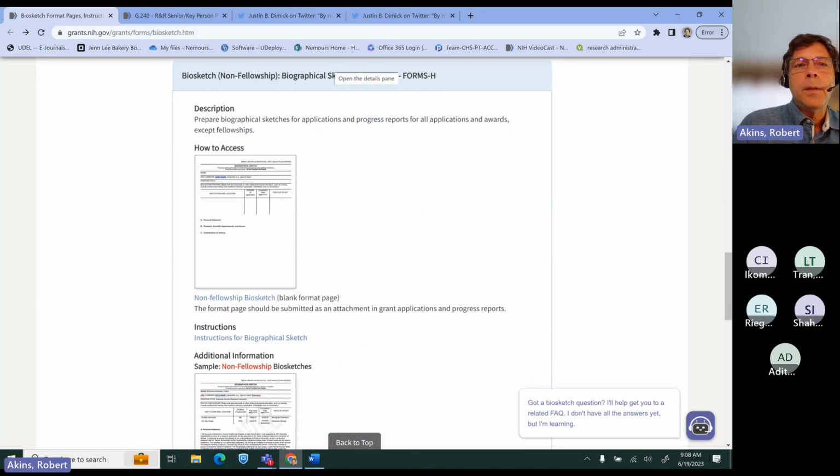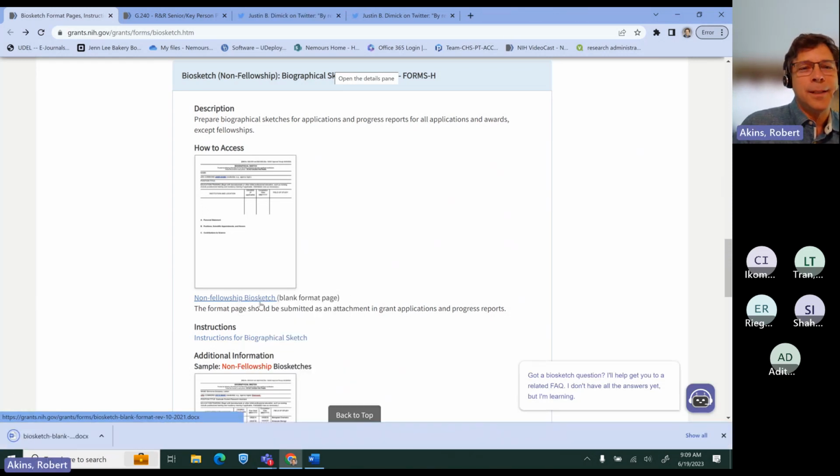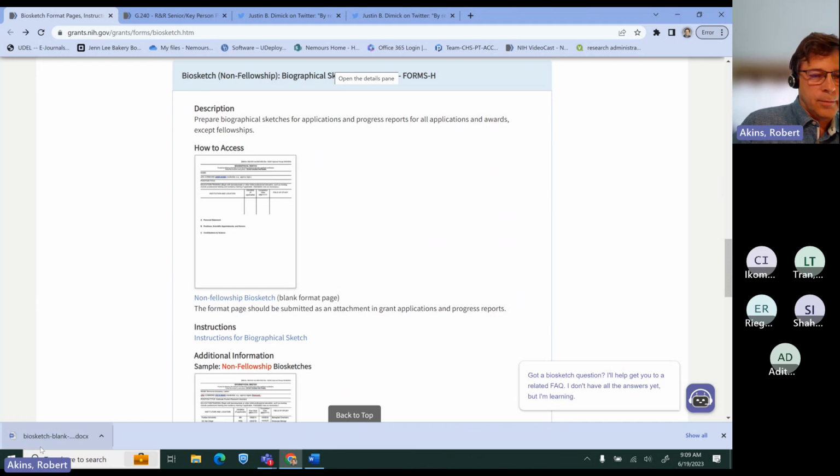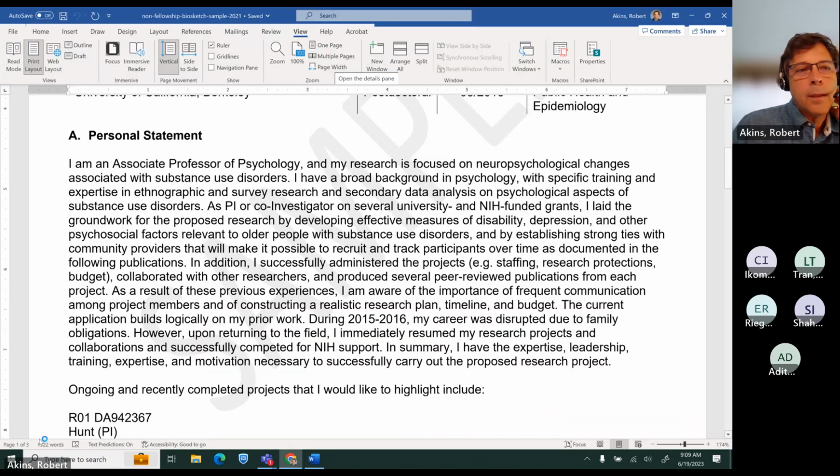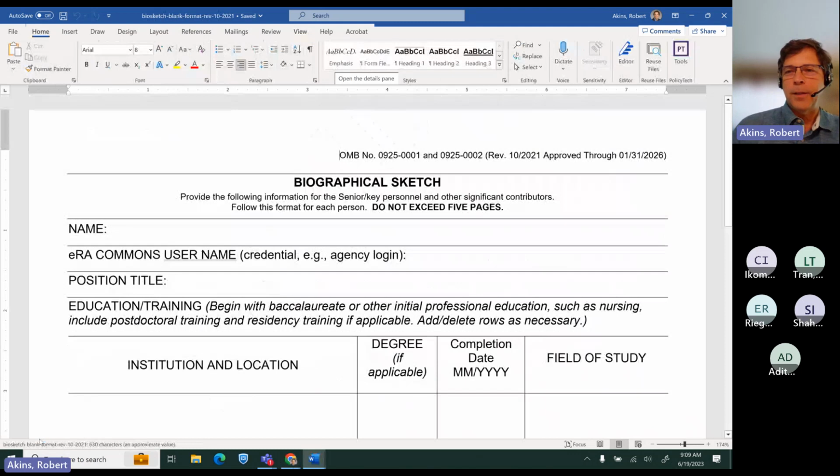I already opened it and then closed it. Let me open it again. The form itself is not terribly informative. It's a download. Right, so the form itself that they distribute is not terribly informative.